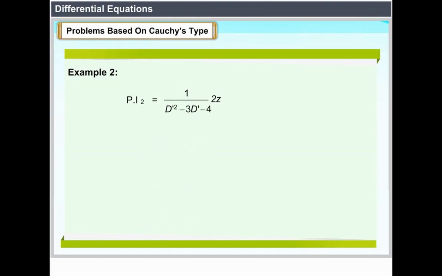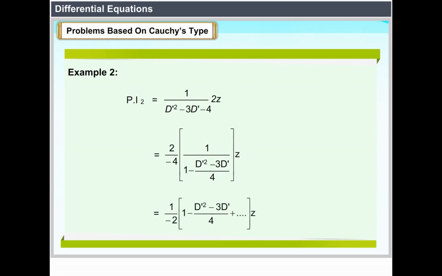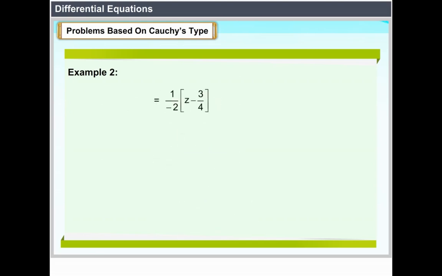PI2 equal to 1 by (D dash square minus 3D dash minus 4) into 2z, equal to minus 2 by 4 into 1 by (1 minus (D dash square minus 3D dash) by 4) into z, equal to minus 1 by 2 into (1 plus (D dash square minus 3D dash) by 4 plus etc.) into z, equal to minus 1 by 2 into (z minus 3 by 4), equal to minus z by 2 plus 3 by 8, equal to minus 1 by 2 log x plus 3 by 8.